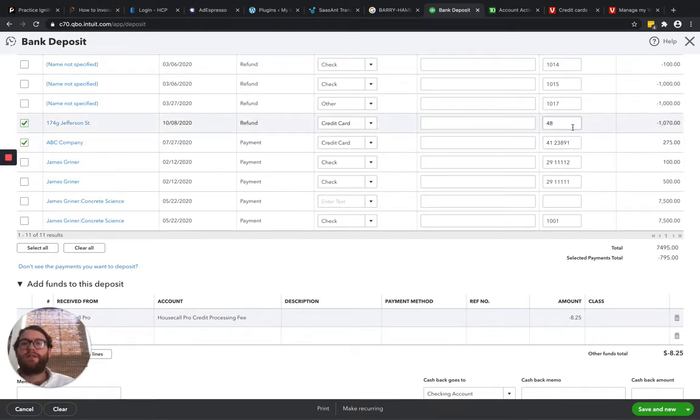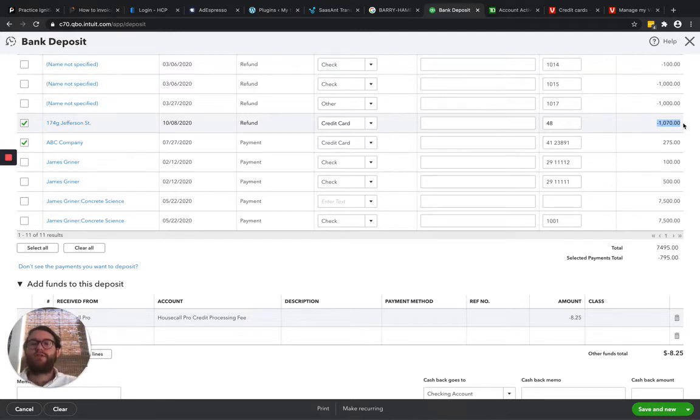However, we also need to refund our credit card processing fees, because while you're refunding this 1070 here, Housecall Pro is refunding the credit card processing fees that they took out, and you're refunding the total amount. So you're not out the credit card processing fees. For that, we will want to go to the My Money area in Housecall Pro. Unfortunately, I don't have an example of that for y'all, but in that area, it shows you the amount withheld on each and every transaction.